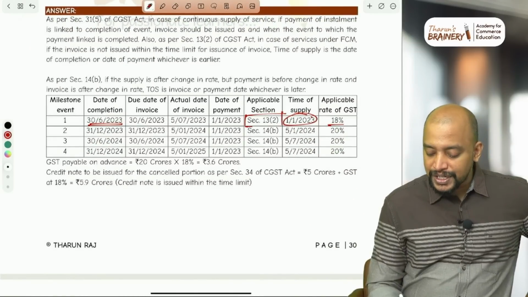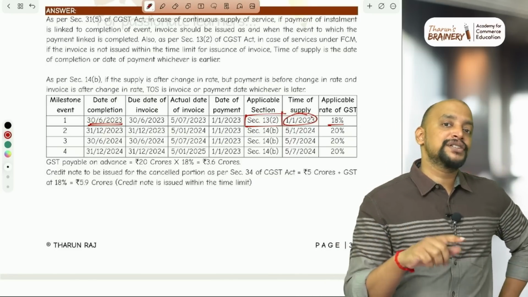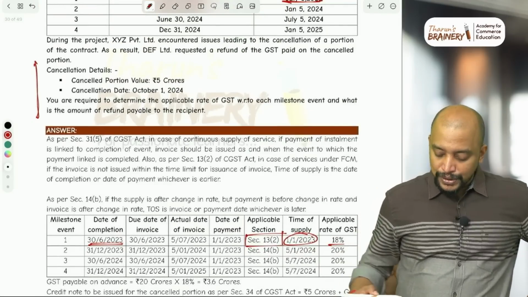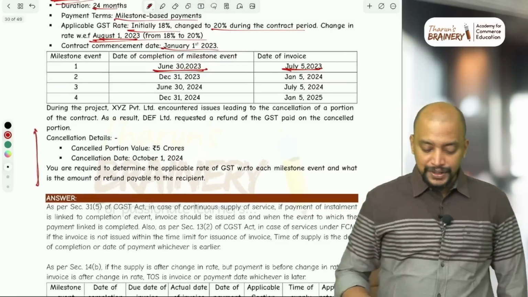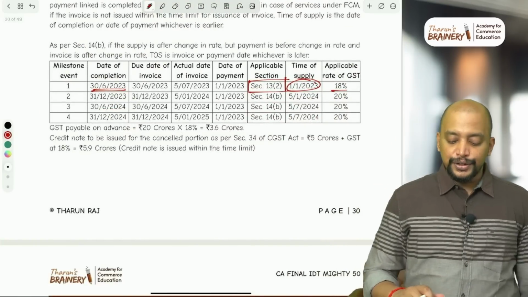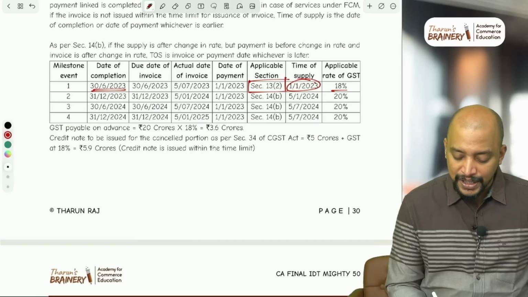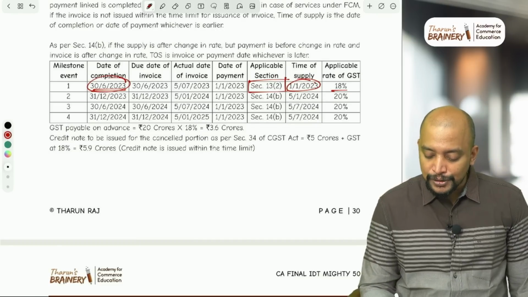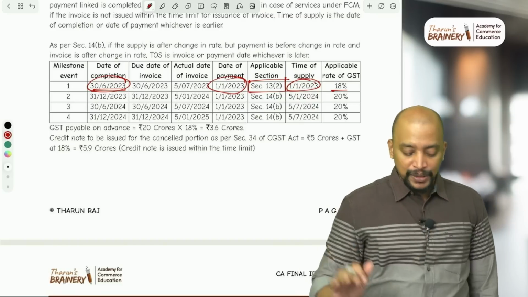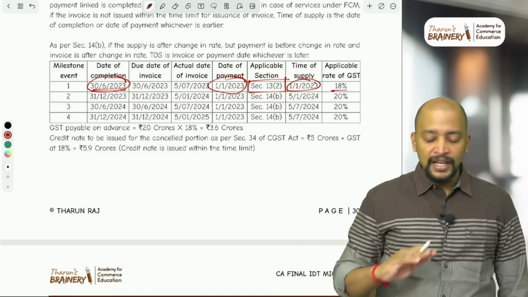And what does section 13 say? If the invoice is given within the due date, invoice date or payment date, whichever is earlier. If the invoice is not given within the due date, completion date or payment date, whichever is earlier. What is the due date here? 30/6/2023 is the due date of the invoice, but the actual date of invoice is July 5, 2023. So completion date or payment date, whichever is earlier, and the payment date is earlier: 1/1/2023. So 18%, simple, no issue. Here there is no confusion.